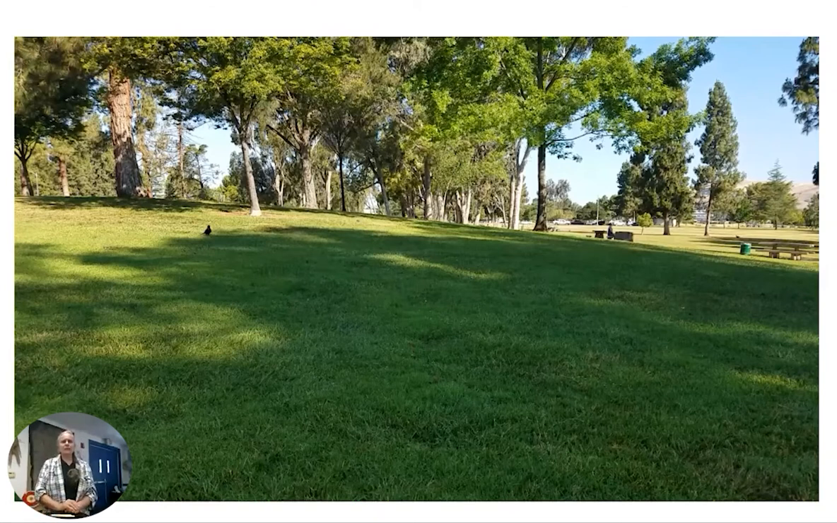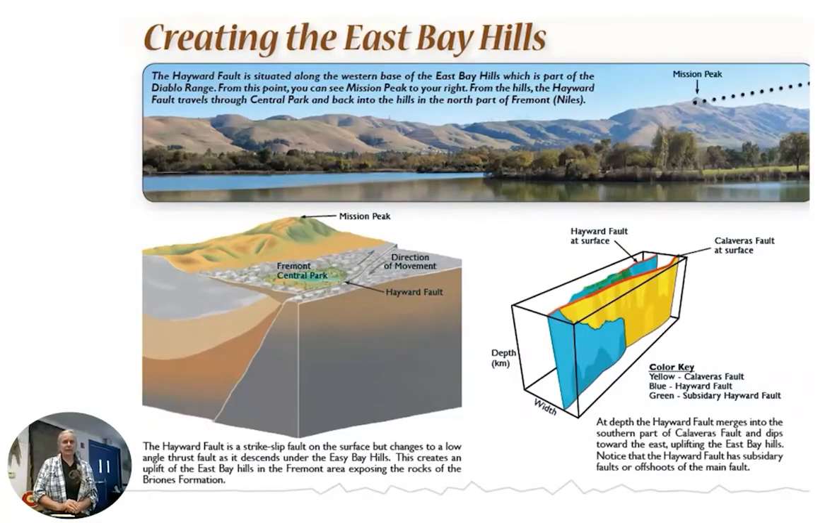Now, how did we create these East Bay Hills? Well, these East Bay Hills, this is the Diablo Range. If you're at Lake Elizabeth, you can see these mountain ranges. Now, it's called the Diablo Range. This is Mission Peak, you can see up there. Now, one thing about the Hayward Fault, it comes out of the hills and into our Lake Elizabeth for some reason. Again, that's another story.